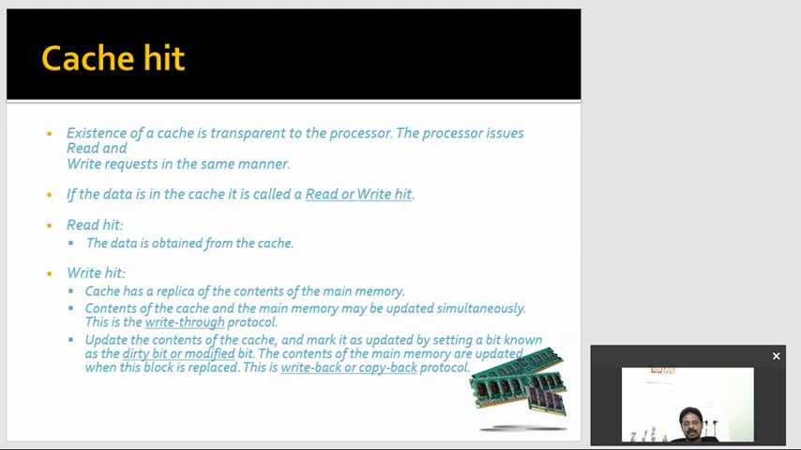Update the contents of the cache and mark it as updated by setting a bit known as the dirty bit or modified bit. The contents of the main memory are updated when the block is replaced. This is known as the write back or copy back protocol.